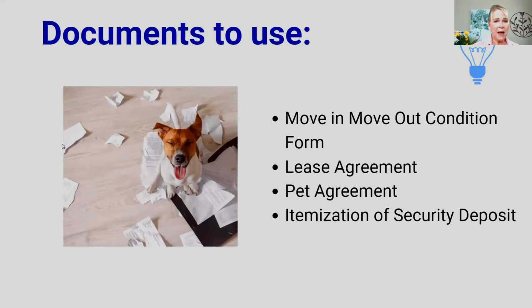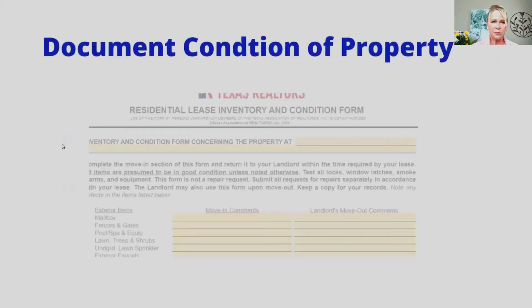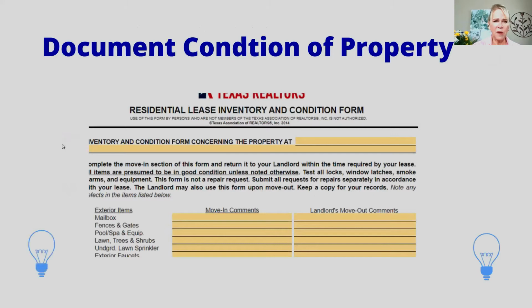Then we're going to talk about a pet agreement, because there is the security deposit, and then there's a pet deposit if you allow pets. And I'm going to talk about how you can do refundable and non-refundable. And then lastly, we'll talk about how to itemize the security deposit when you're getting ready to return it, if there are any deductions that need to be made from the tenant's security deposit. Now, here's a form that I use.